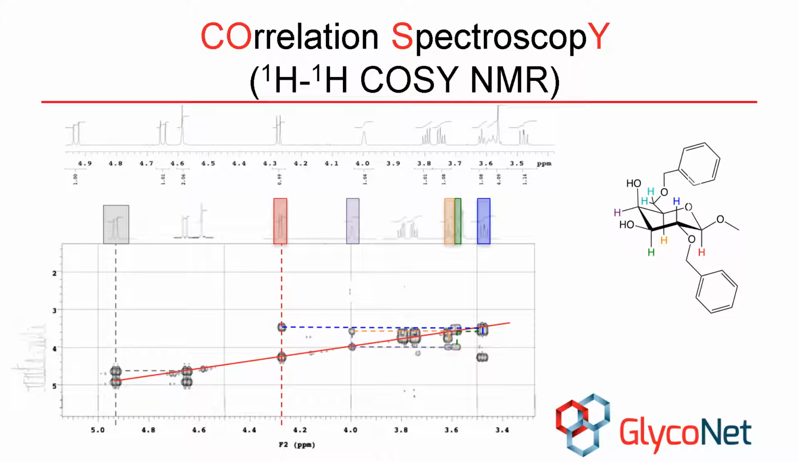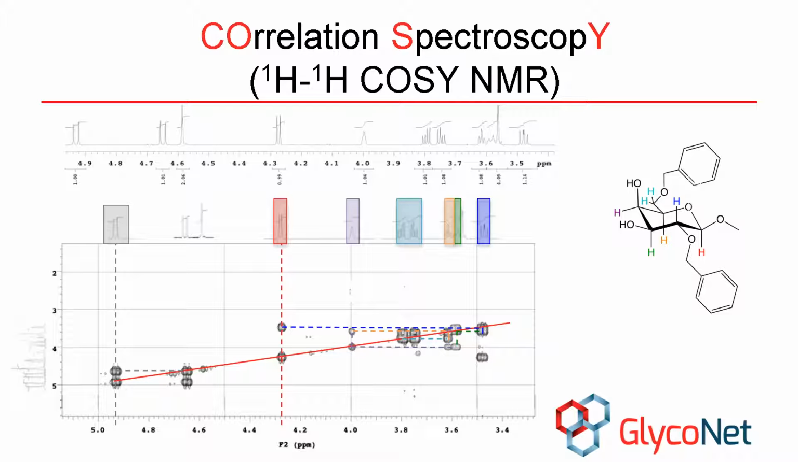The vertical of the peak due to the hydrogen at position 5 has two cross peaks, one at 4.0 parts per million, which we previously determined to be due to the position 4 proton, and one at 3.77 parts per million, which is due to the two protons at position 6.